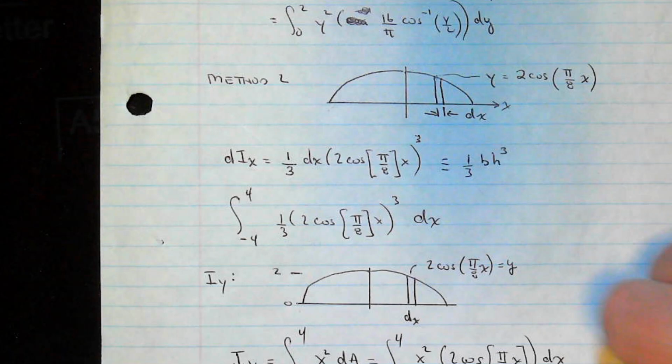Okay, so we have Ix. So what would we do? We want to integrate against y, so we're going to go from 0 to 2. Y squared, and then the area is dy times 2x. Problem is I've got to get that x in terms of y. If I solve for x from what I originally had up here, x is 8 over pi arc cosine of y over 2. No problem, where we see an x, we substitute that in. So that creates the integral from 0 to 2 of y squared times 16 over pi inverse cosine of y over 2 dy.